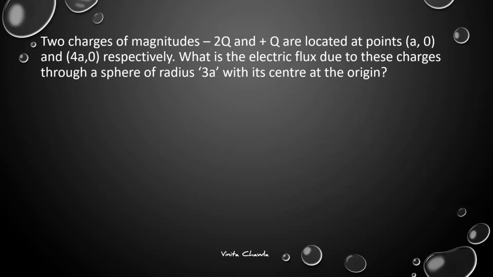Now we have this question. We have two charges of magnitude -2Q and +Q located at points A0 and 4A0 respectively. What is the electric flux due to these charges through a sphere of radius 3A with its center at the origin? Have you understood? How are you going to do this?